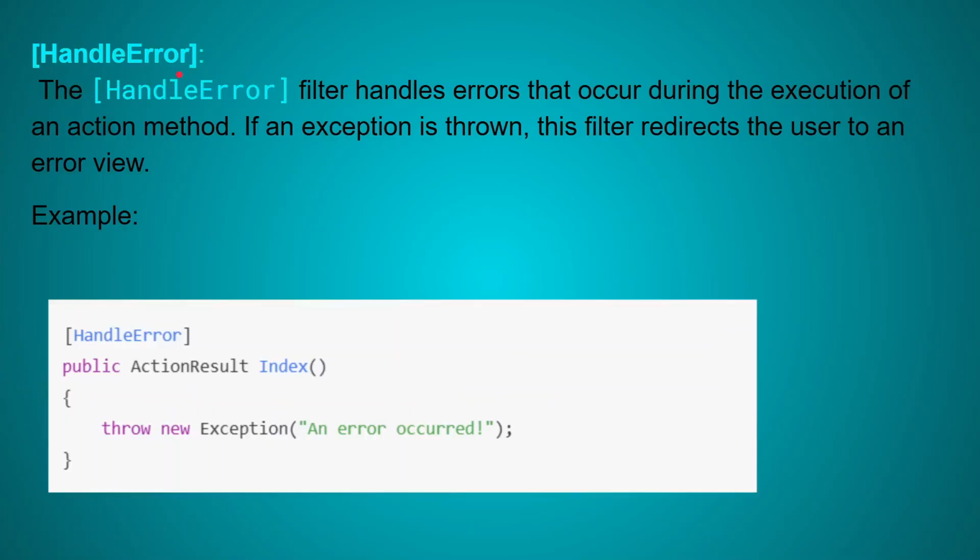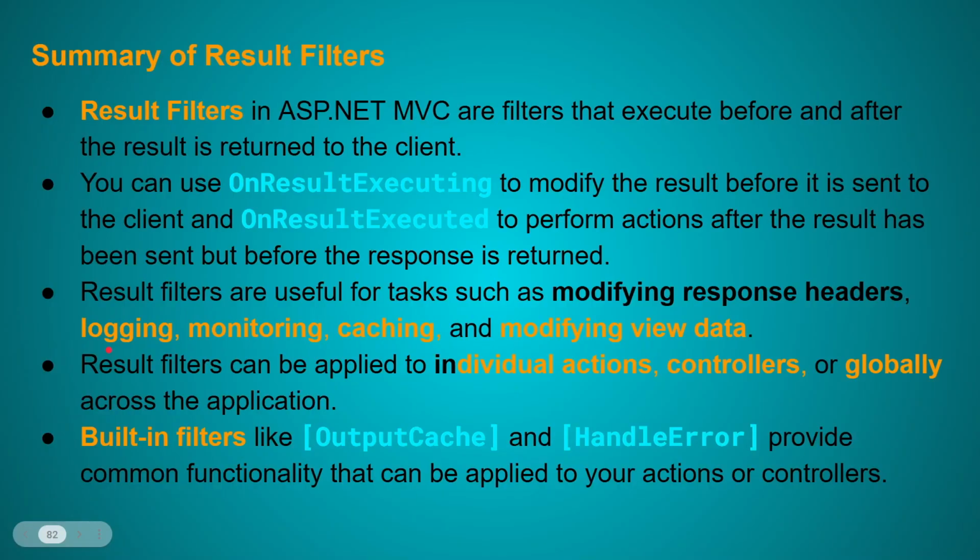HandleError. We have also seen this in the other filters, like action filters and authorization filters. The HandleError filter handles errors that occur during the execution of an action method. If an exception is thrown, this filter redirects the user to an error view. For HandleError, we have to add the attribute like this.